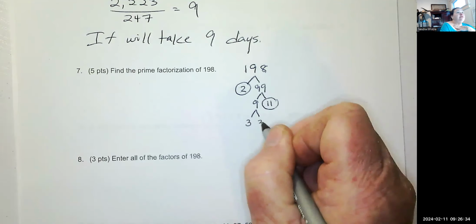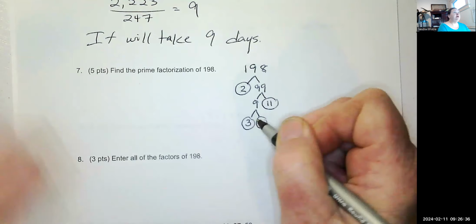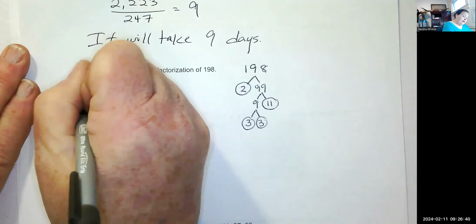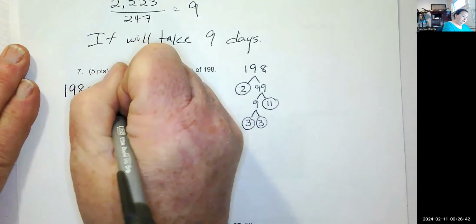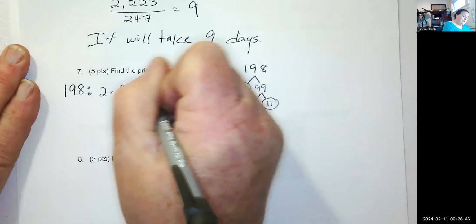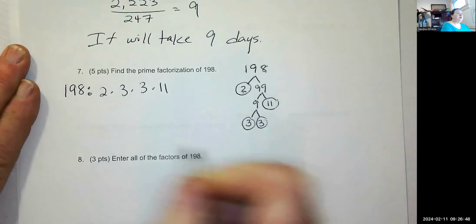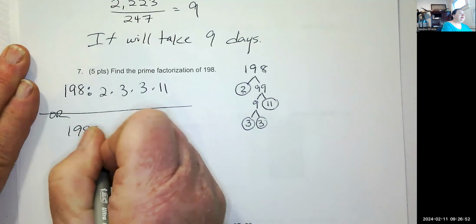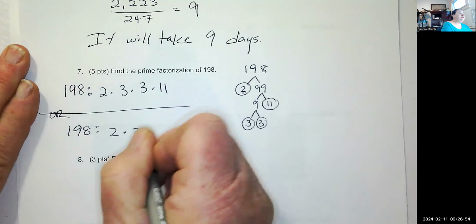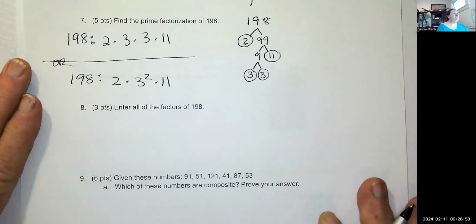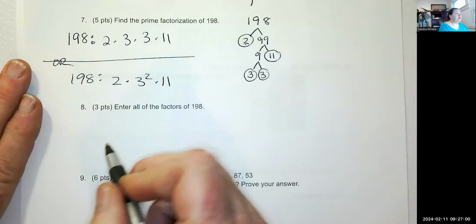And that is 3 and 3, and those are both prime. So for the prime factorization of 198, I could say 2 times 3 times 3 times 11. That could have been your answer. Or you could have said 198 is 2 times 3 squared times 11. I would have accepted either one of those because we covered them both in our lecture.